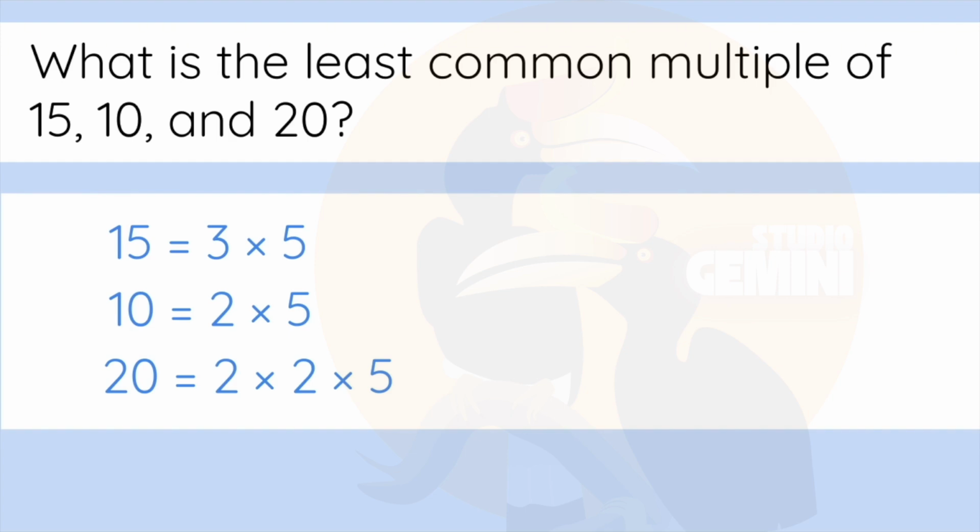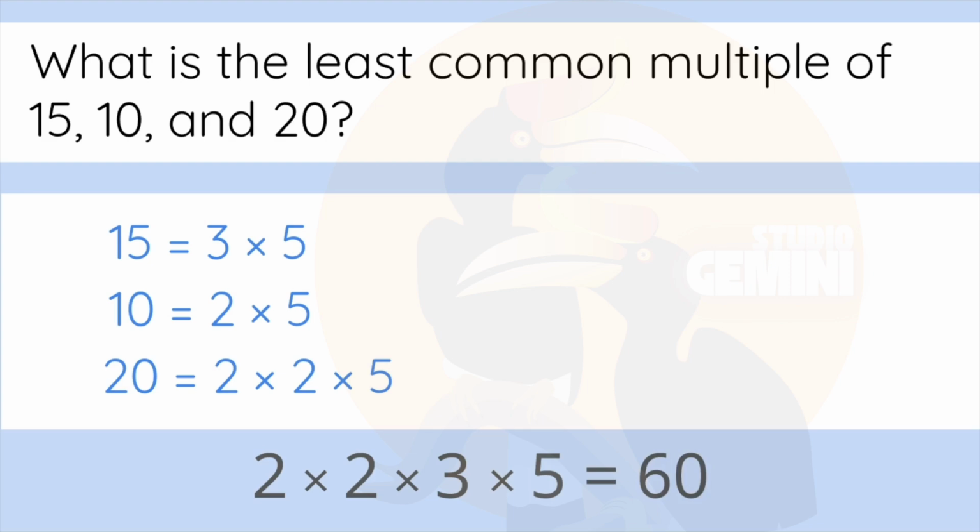There are no factors of 2 in 15. There is one factor of 2 in 10. And there are two factors of 2 in 20. That means we'll need two factors of 2 in our least common multiple. Next, let's look at the 3's. There is only one factor of 3 in 15, so we only need one factor of 3. Now, we'll do the 5's. Each of our numbers has exactly one factor of 5, so we just need one 5 in our least common multiple. Now, we are done selecting factors, so we can multiply. 2 times 2 times 3 times 5 equals 60. Therefore, the least common multiple of 15, 10, and 20 is 60.